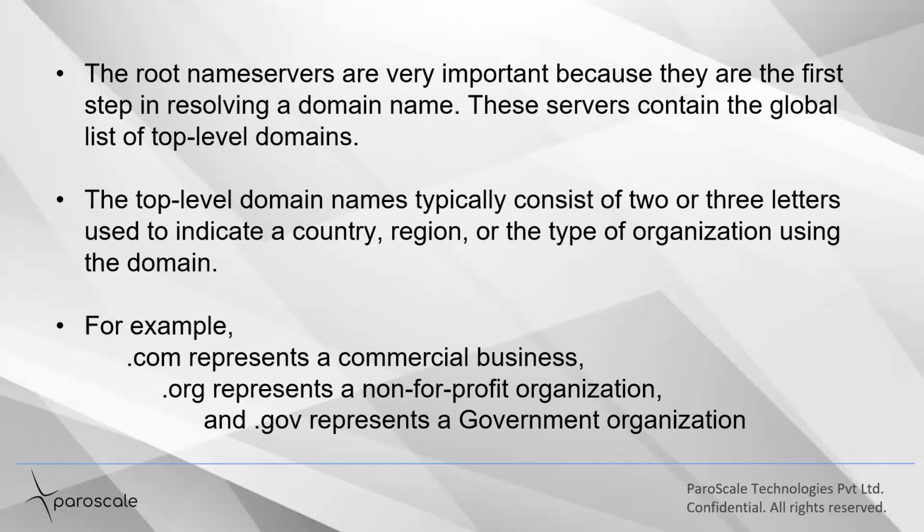So what is a top level domain? Top level domains typically consist of two or three letters, which indicate a country, a region, or the type of organization using the domain. Like .com, which represents a commercial business, .org, which represents a non-profit organization, and .gov for government organizations. In India we use .in, .jp for Japan, .uk. So these are the top level domains, and the entries of these top level domains are saved on the root level name servers.